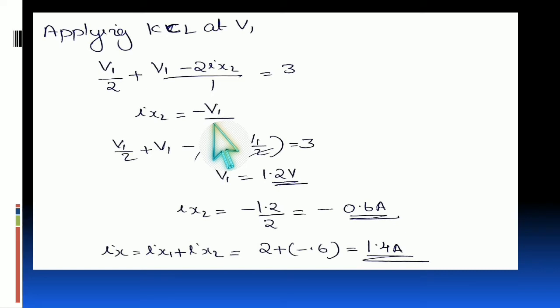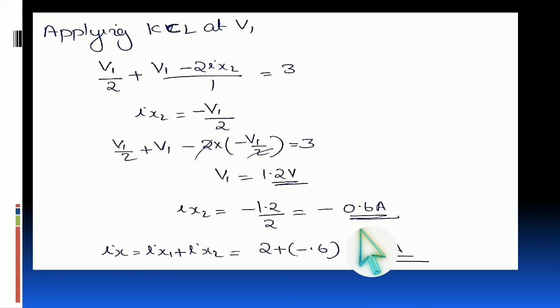By substituting the value of Ix2 in this equation, we get V1 by 2 plus V1 minus 2 into minus V1 by 2 is equal to 3, or node potential V1 is equal to 1.2 volts. Got it? Okay. Now what we are going to do is substitute the value of V1 in the expression of Ix2. We get Ix2 is equal to minus 1.2 by 2, that is equal to minus 0.6 amperes.